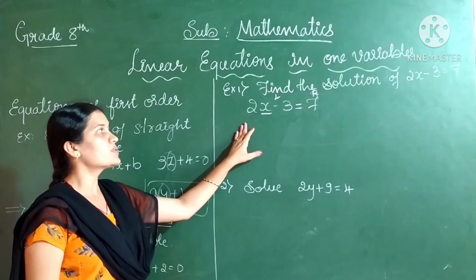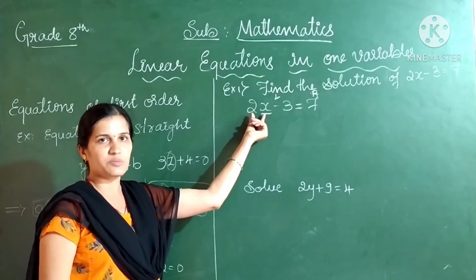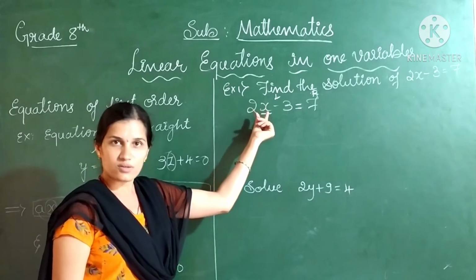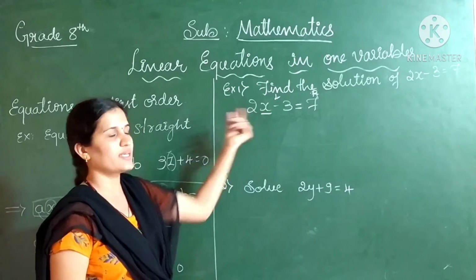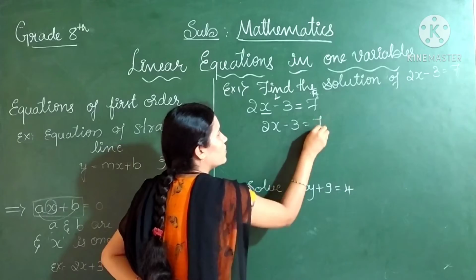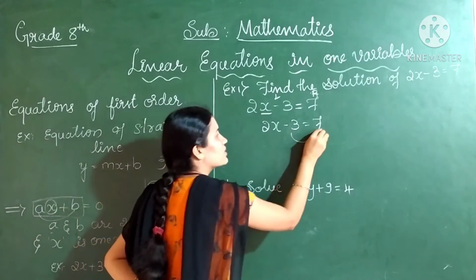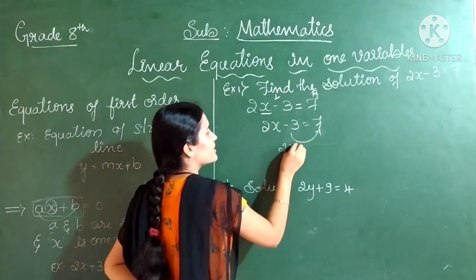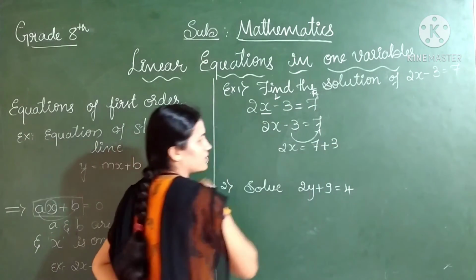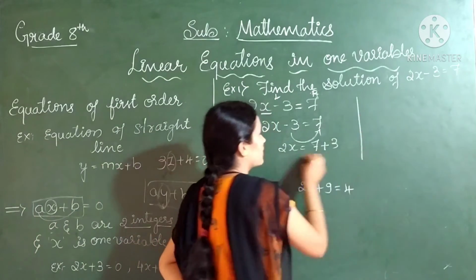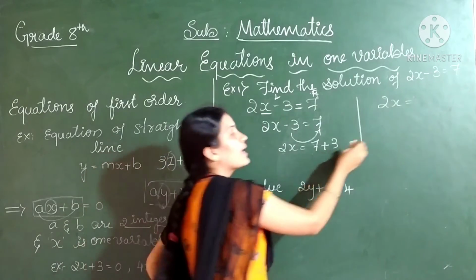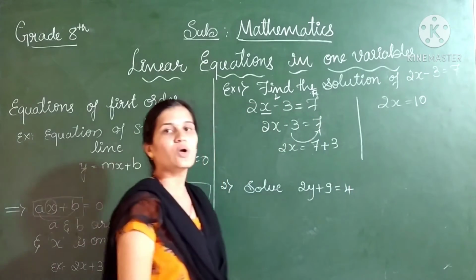Now, you see here, on the left hand side, there is 2x. x is the variable. Now, we have to find the value of x. Just see here. 2x minus 3 is equal to 7. We transfer this to the RHS. 2x is equal to 7. If it is minus, it will become plus 3. Next, 2x is equal to 7 plus 3, which is 10. 2x is equal to 10.